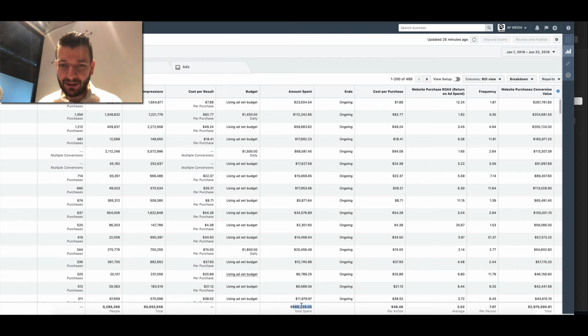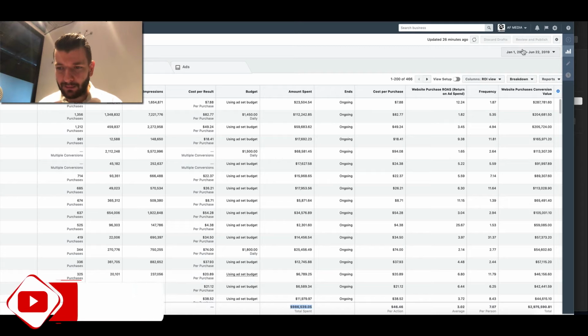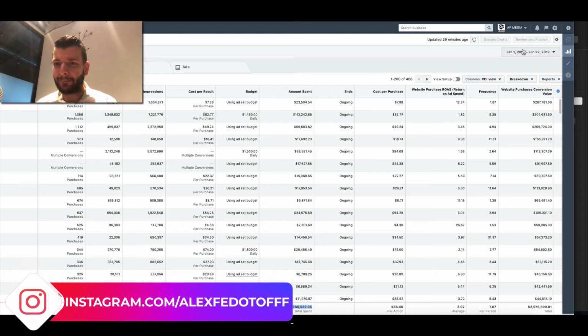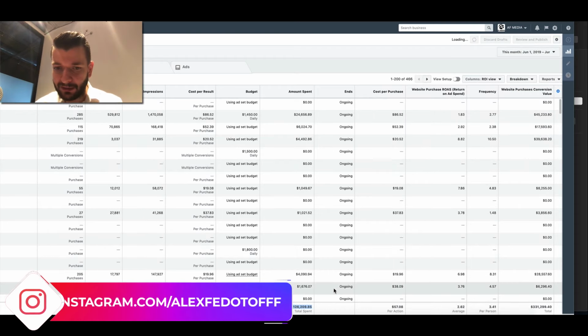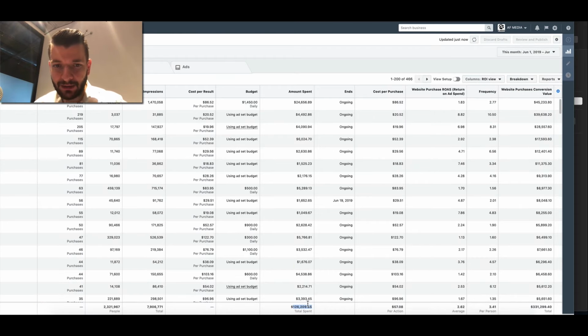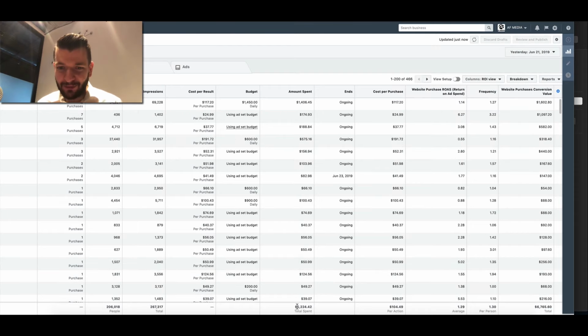So we spent $986,000 on ads, and we generated 3 million back in sales, which is not ideal, but it's all right. And also this month, for instance, we spent $126,000 on ads, and we have generated 331.